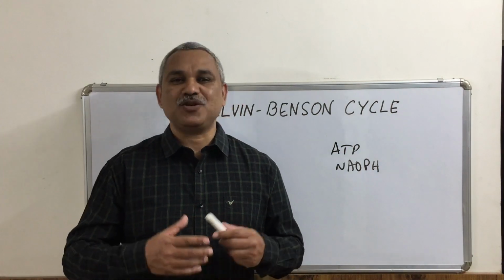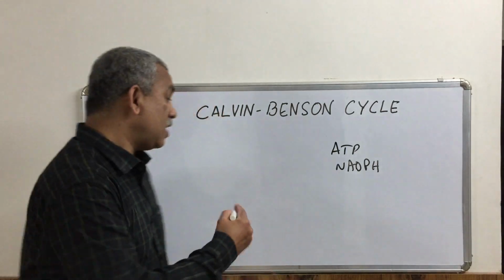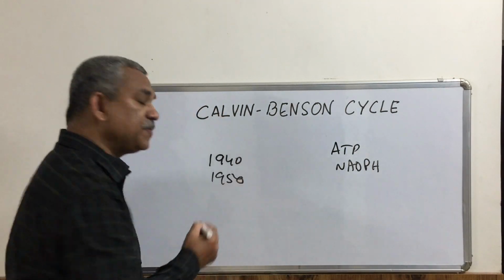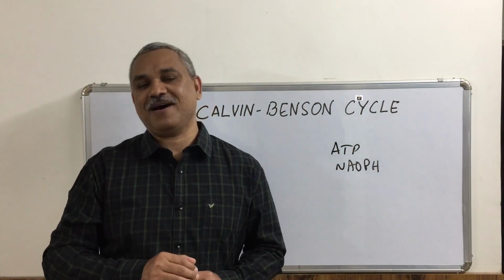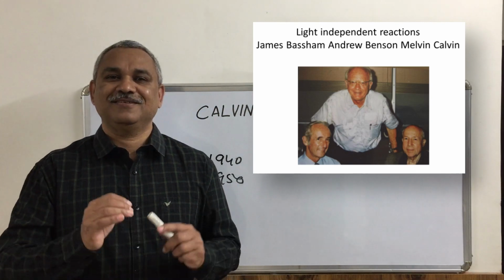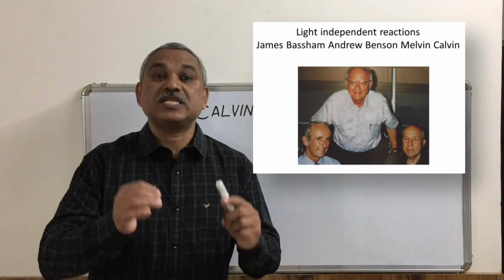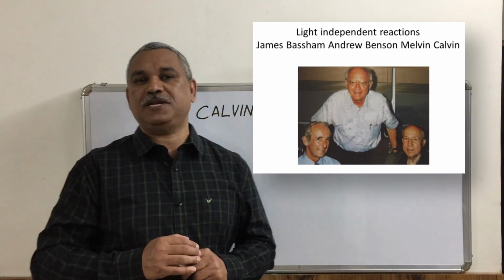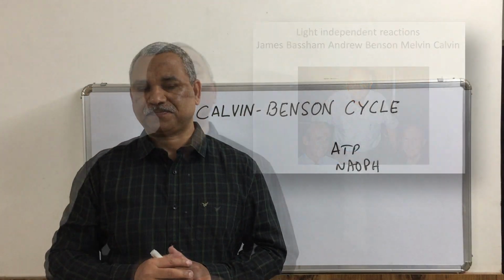This is a pathway that was developed somewhere in the 1940s to 1950s by brilliant experiments carried out by several scientists. Two important scientists who contributed to the understanding of this reductive pentose phosphate pathway are Calvin and Benson.